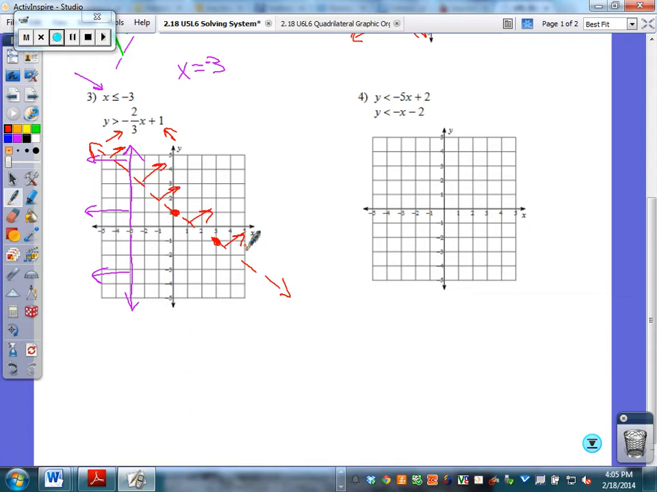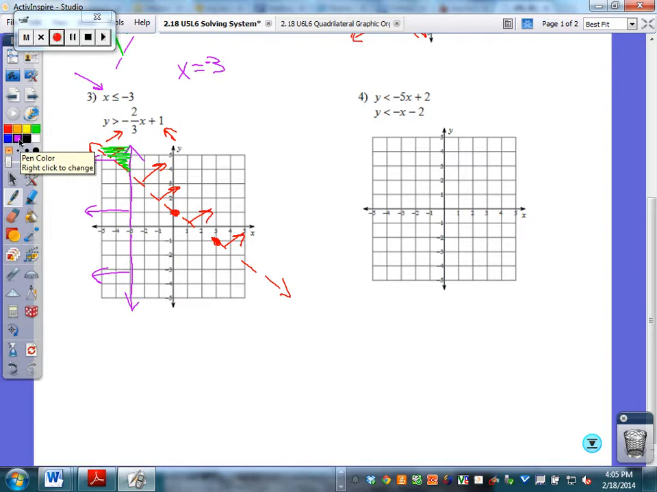Now we can see again, it's very important that we have good straight lines and clear areas because in this case we have a very small portion right here at the top where we have an overlap, and this is my solution set for that system of inequalities.